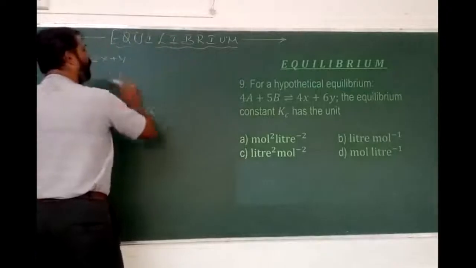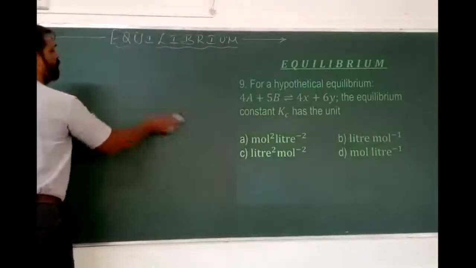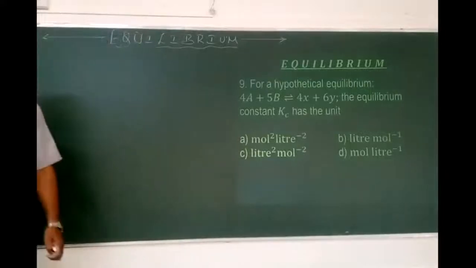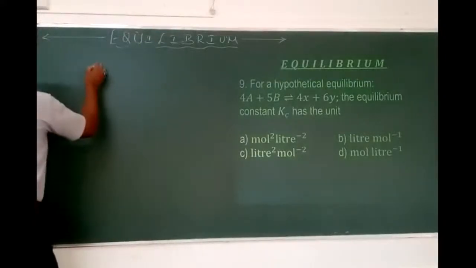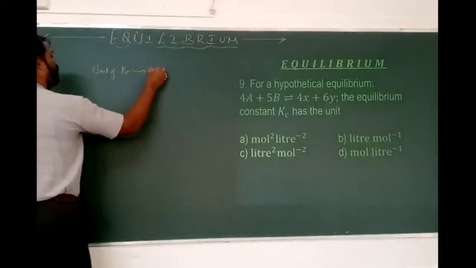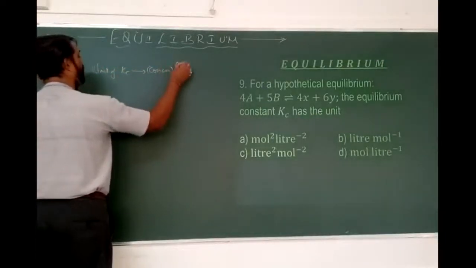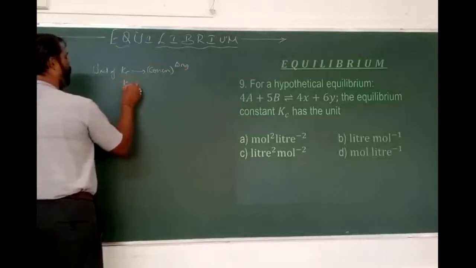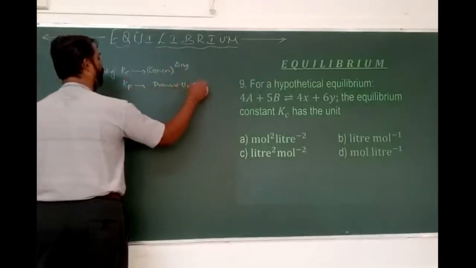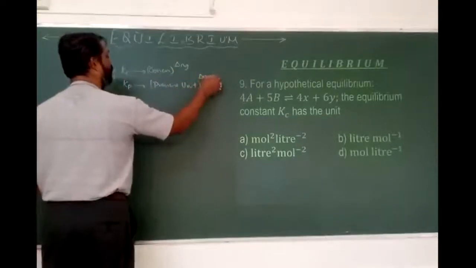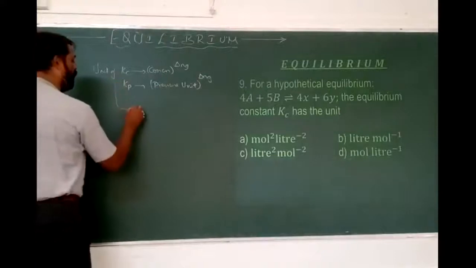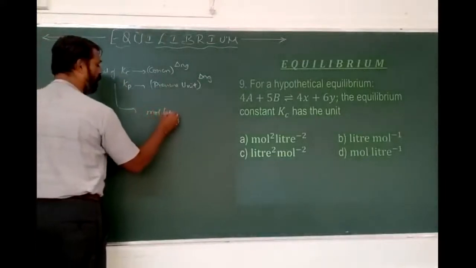For the hypothetical reaction 4a plus 5b gives rise to 4x plus 6y, the equilibrium constant Kc is given. First you have to be very familiar with the units. The unit of Kc is given by concentration to the power of delta Ng, and the unit of Kp is given by any pressure unit to the power of delta Ng. As it is Kc here, the concentration is in mole per liter.